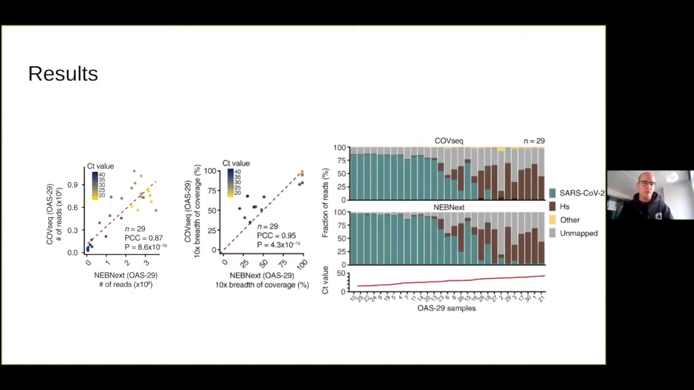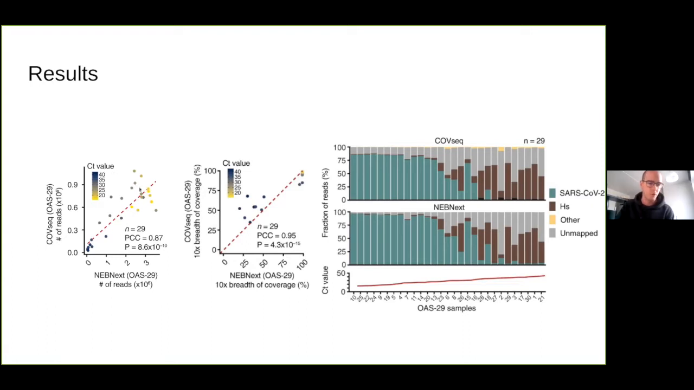So briefly, a few results. Initially, we obtained 29 SARS-CoV-2 samples. We decided to sequence these 29 samples, both with a commercially available library preparation protocol called NEBNext, and then also with COVseq. And as you can see here, there's a high correlation in the number of reads we obtain with NEBNext or with COVseq. And the number of reads you obtain is also highly correlated with the CT value of the sample.